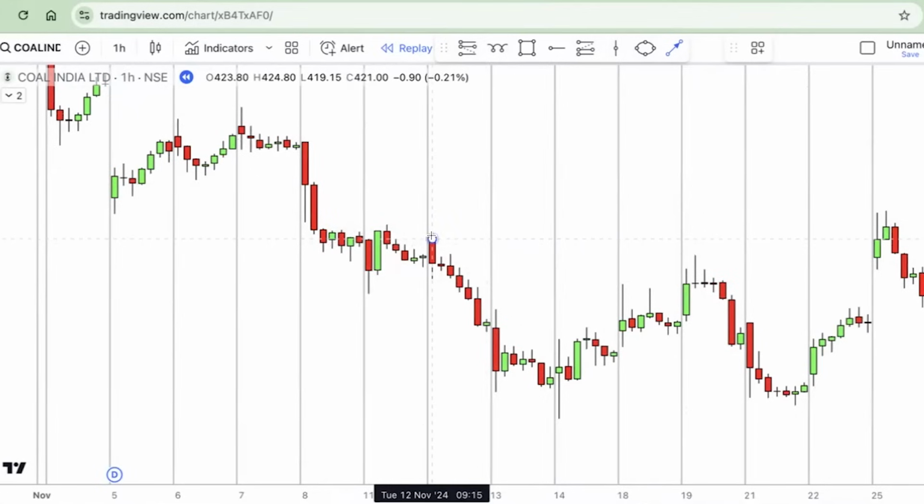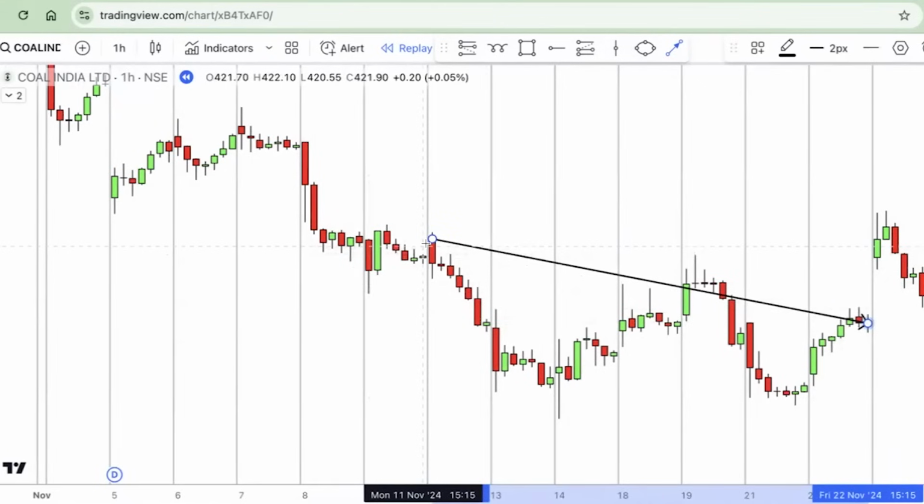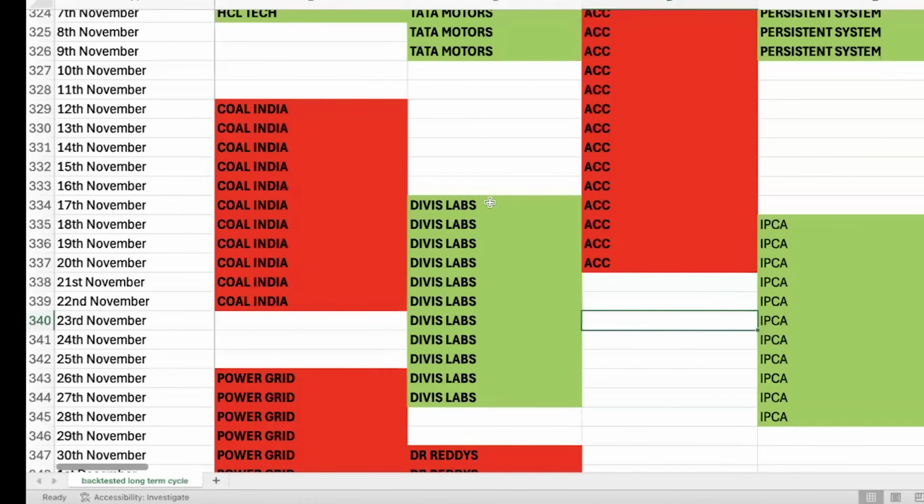So this is the 12th November opening of this candle, and where is the 22nd November closing. So you can see that 12th November to 22nd November, as per the time cycle, yes, Coal India stayed bearish in year 2024.